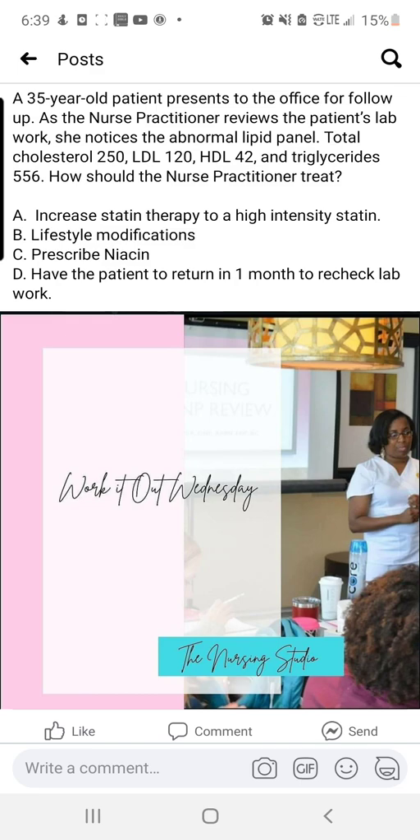If they were less than 500, you would normally go with your statin therapy. But in this case, if it's greater than 500, we treat with the niacin, or you can use fenofibrates, either or. They'll have one or the other. And you also want to consider if they have pancreatitis, so look into that as well, okay?